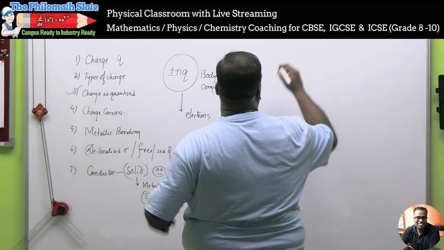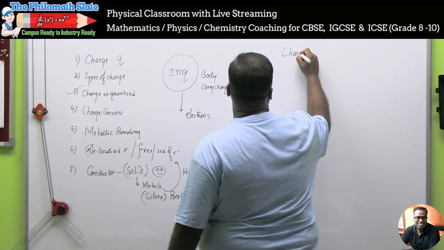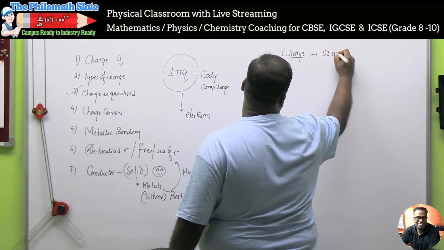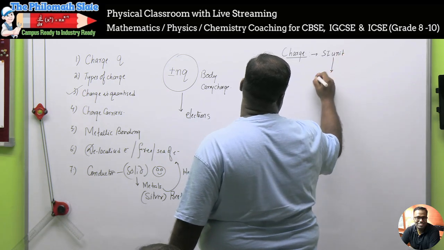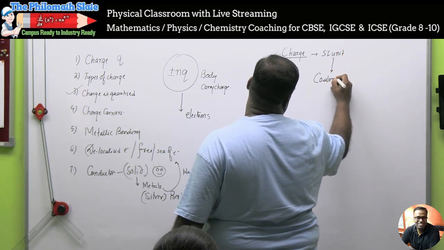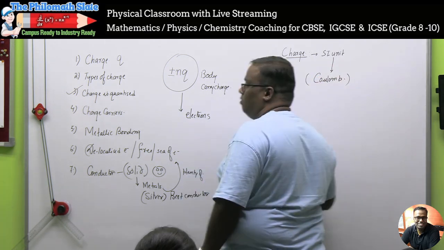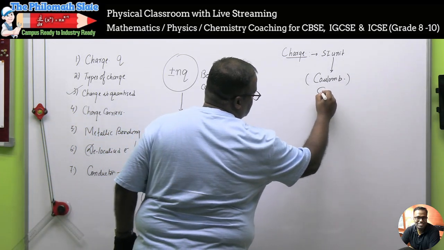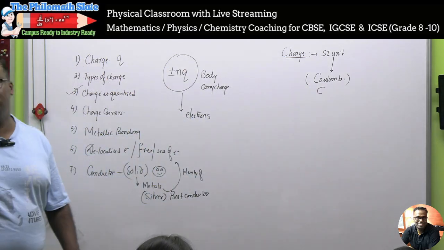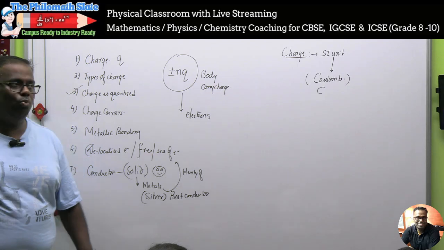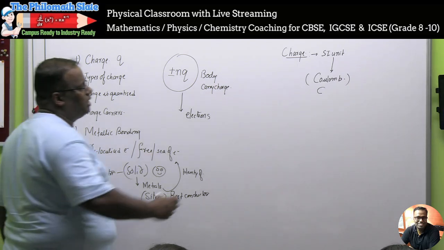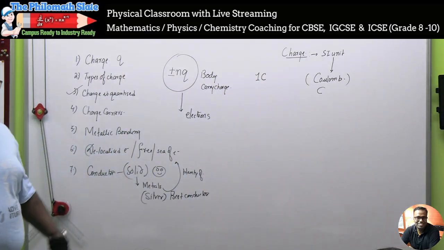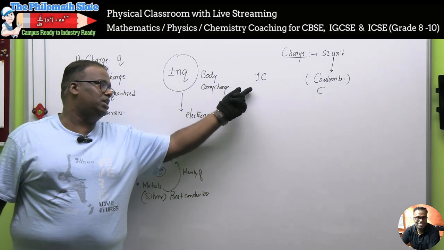Now charge. We have not seen charge, but we have to associate charge with something called an SI unit. The SI unit of charge is called coulomb. Coulomb is the name of a scientist, and after that we have given the name coulomb. Coulomb is denoted by capital C. The SI unit of charge is coulomb. So what is the base fundamental charge that can be available in this universe? 1 coulomb.